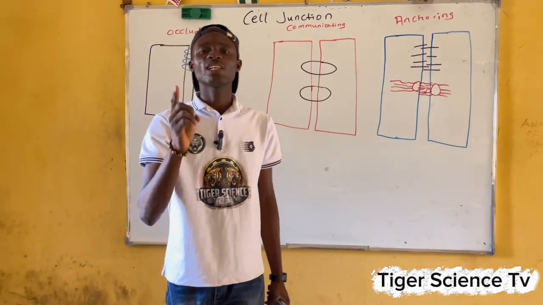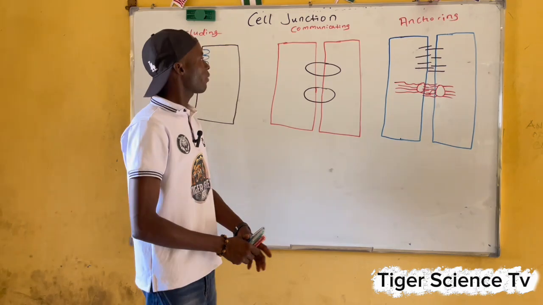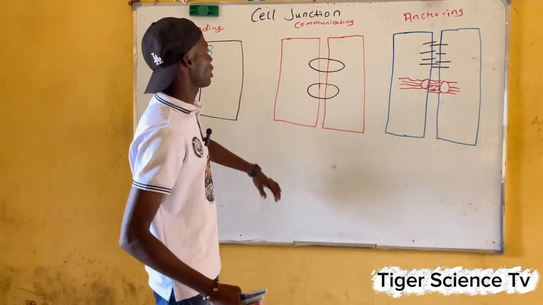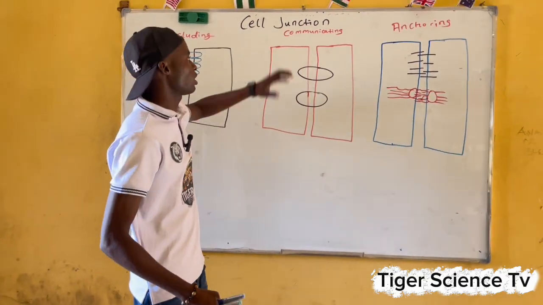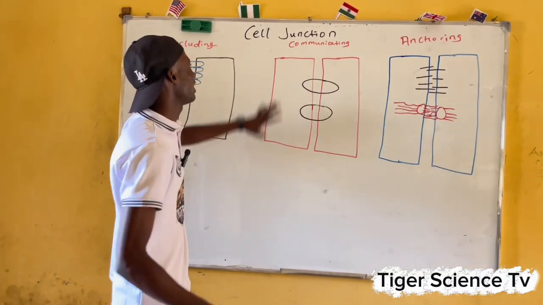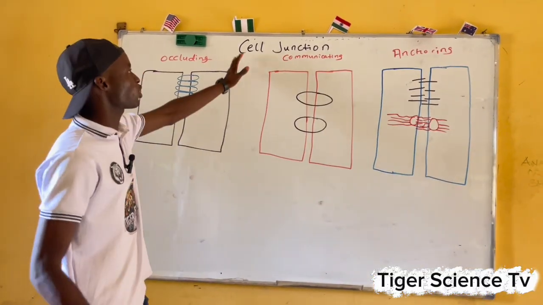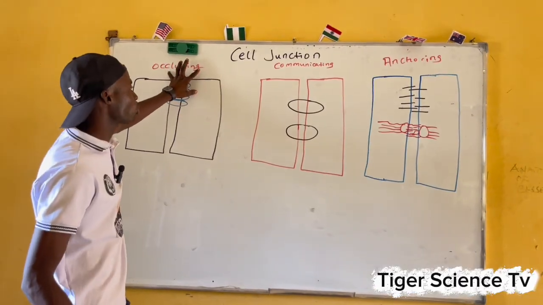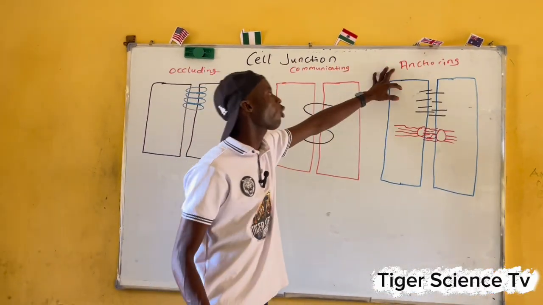That's what we call cell junction, also known as membrane junction. It is the communication between a cell and another cell, or between a cell and the extracellular matrix. There are three types or classifications of cell junction. We have occluding junction, communicating junction, and anchoring junction.